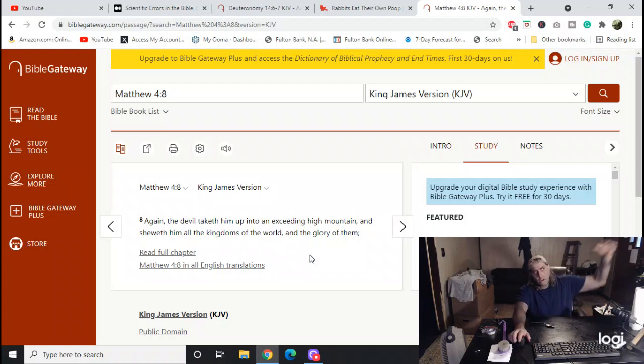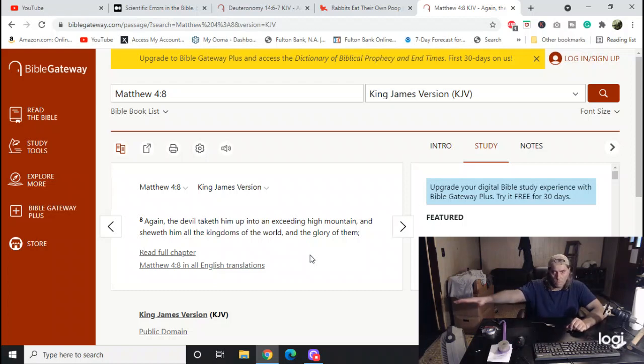When you go up to Mount Everest, you're above the clouds. So there's going to be cloud cover that is going to inhibit what you can see. Unless the devil blew him away or whatever. But here it seems there's evidence that the Bible is talking about a flat earth, because then you can go all the way up to this high mountain and you can see all these kingdoms.